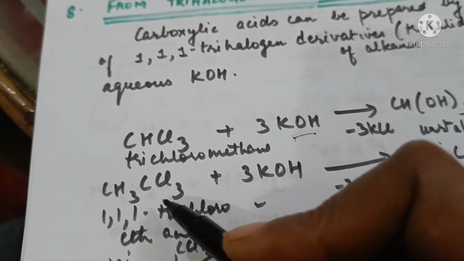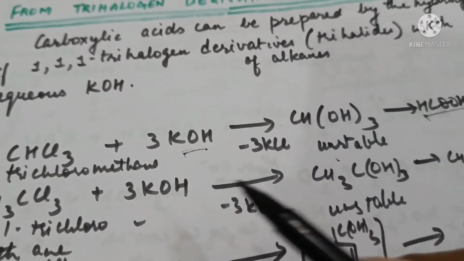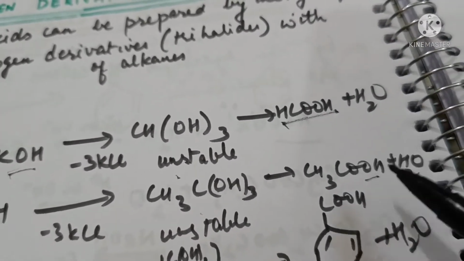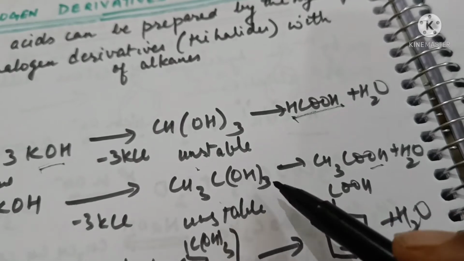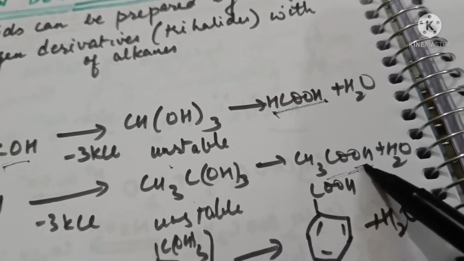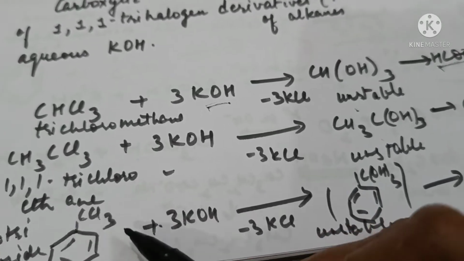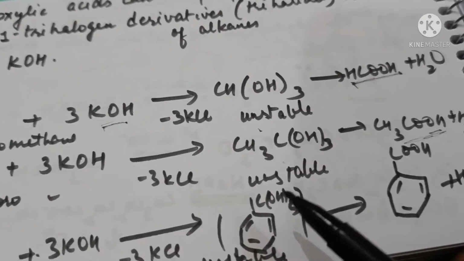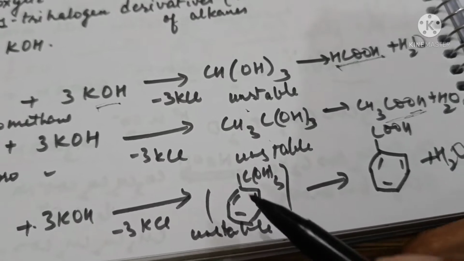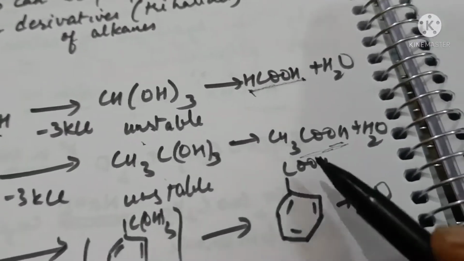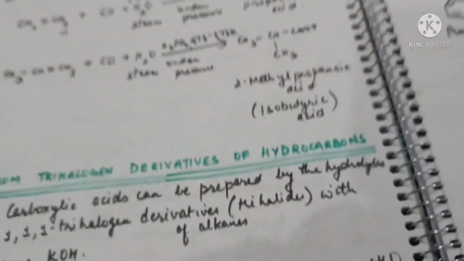Similarly, trichloroethane on hydrolysis will form trihydroxyethane, which when water is removed will form ethanoic acid. Similarly, benzotrichloride on hydrolysis will form a trihydroxy compound, which when water is removed from it will form benzoic acid.